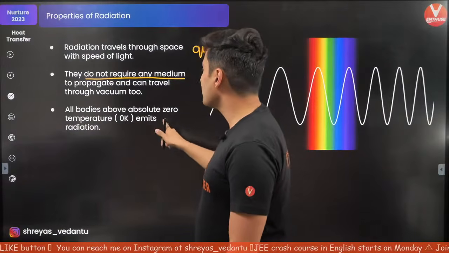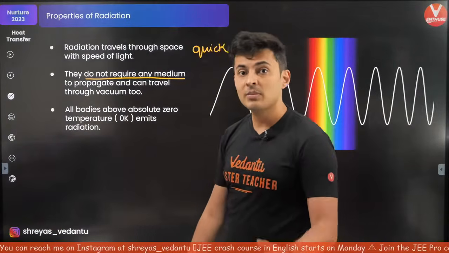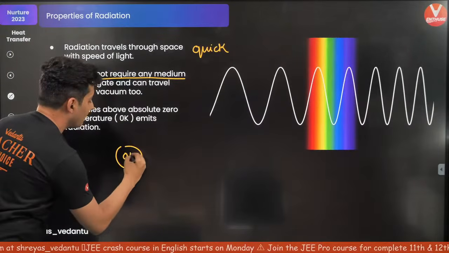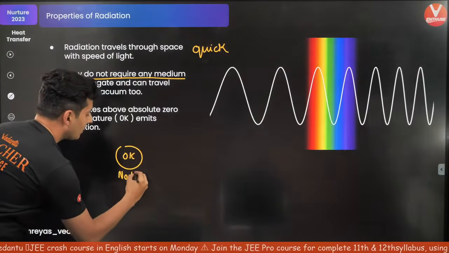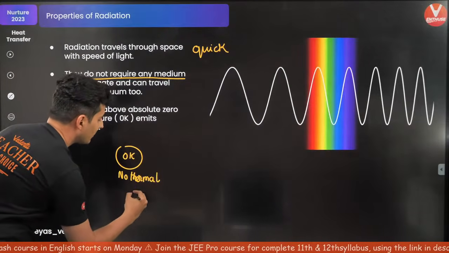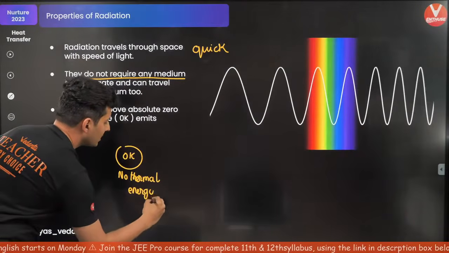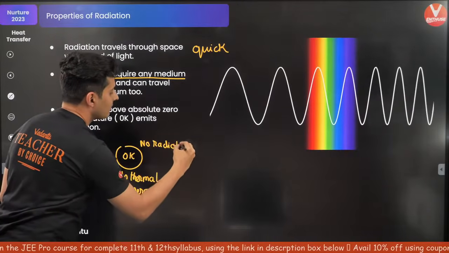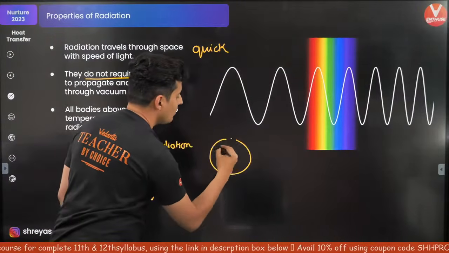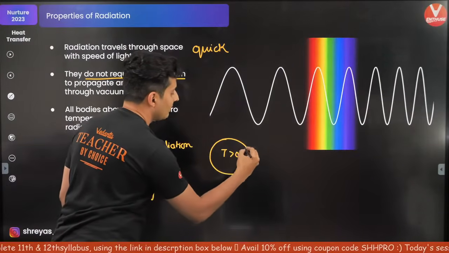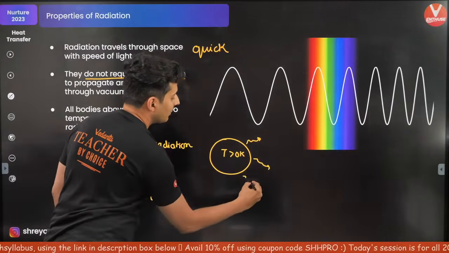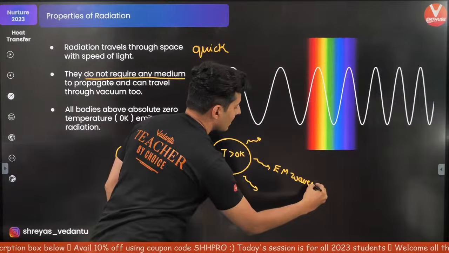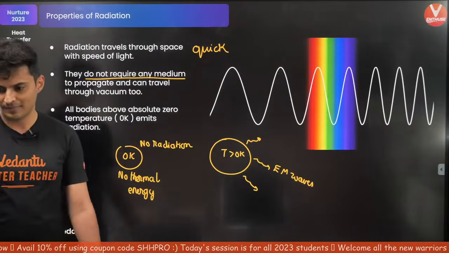Perfecto. All bodies above absolute zero will emit radiation. Why is this true? Think, if an object is at 0 Kelvin, then there is no thermal energy. So if there is no thermal energy, then there is no radiation which comes out of it. But if there is any body whose temperature is more than 0 Kelvin, then definitely it is going to emit radiation. These are nothing but electromagnetic waves. That is radiation. Is that clear?